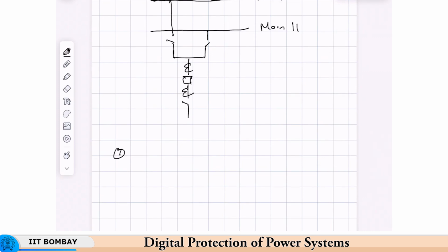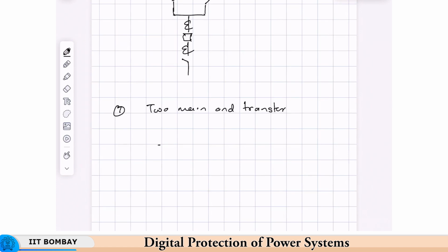Then there is one more: you can add a transfer bus here and take a breaker out for maintenance also. Similar to single bus and transfer, you have 2 main and transfer. Okay. So, similarly you will have another transfer bus here. Okay, let us draw it very quickly.